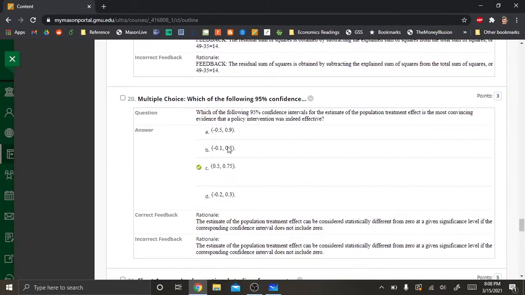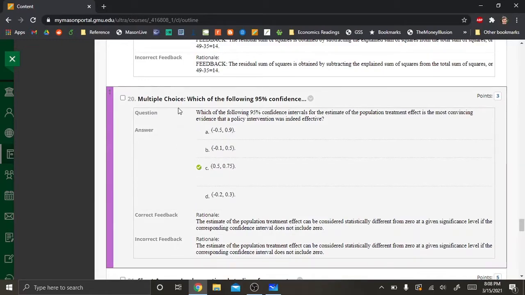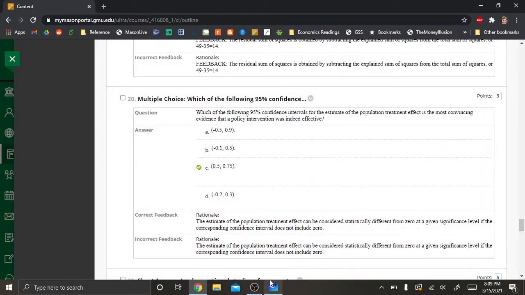All right, and number 20, this is giving us 4 95% confidence intervals and asking us to say which of the following is the most convincing evidence that a policy intervention was indeed effective. Okay, so let's ask ourselves, what would it mean? How could we tell if a policy intervention wasn't effective?